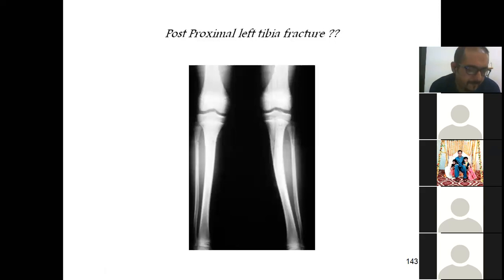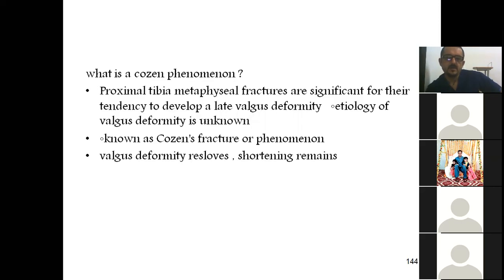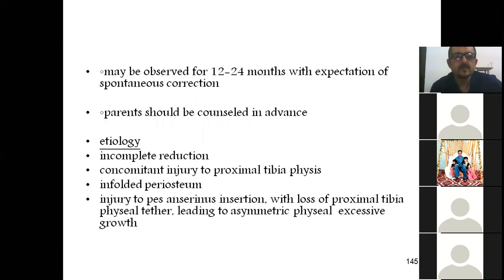What is it called? It's called Cozen phenomenon. Cozen fracture. Anyone knows it? So, what is Cozen phenomenon? Proximal tibial metaphyseal fractures are significant for the tendency to develop a late valgus deformity. The etiology of the valgus deformity is unknown, and this is known as Cozen fracture or phenomenon. Remember that the valgus deformity does resolve conservatively, but the shortening remains. Cozen phenomenon may be observed at 12 to 24 months with expectation of spontaneous correction.